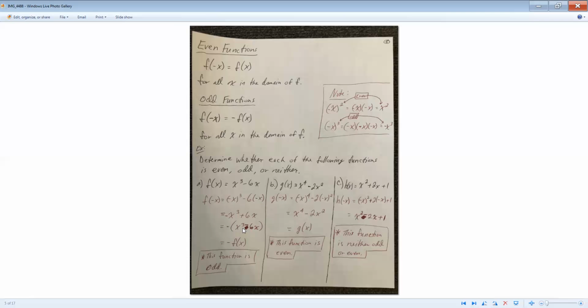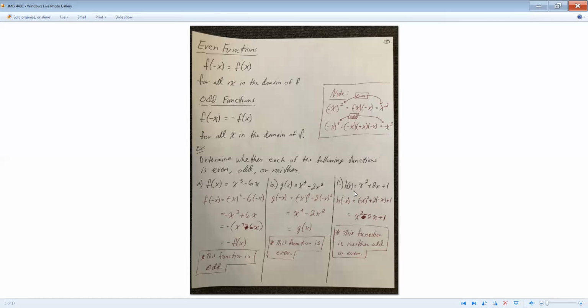So when I look at what I have, each one of my signs is opposite what I originally had. So that means my function is odd for this first one. So the next one, plug in negative x. That would be negative x to the 4th minus 2 times negative x squared. When I reduce those even powers, the negatives will be removed completely. And that leaves me with x to the 4th minus 2x squared, which is my original equation. So that function is even.